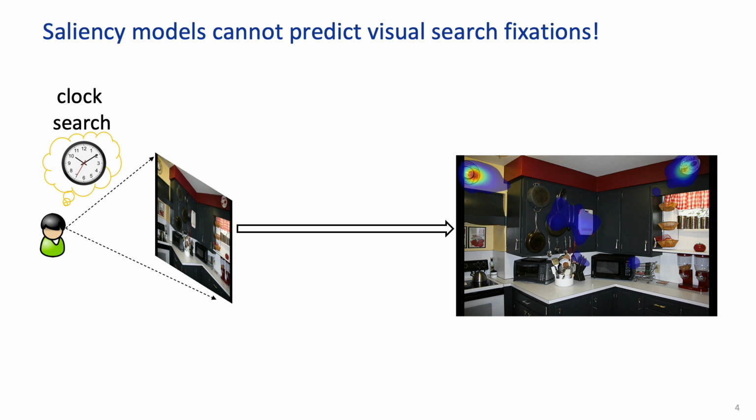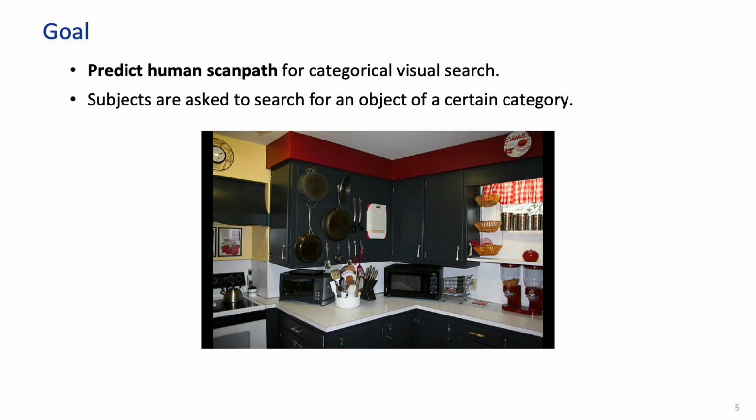Similarly, if the target is a clock, we can see that salience models cannot predict the human fixations during visual search. So in our work, our goal is to predict the human scan path for categorical visual search, in which subjects are asked to search for an object of a certain category, for example, microwave and clock. To address this problem, we made two major contributions.